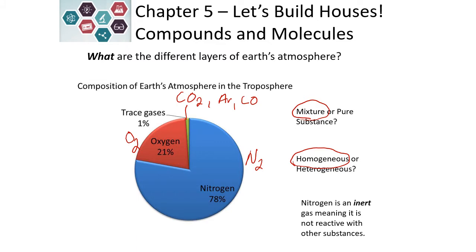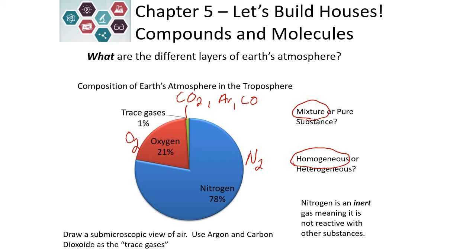So nitrogen is an inert gas. It means it doesn't react with other substances very easily. So most of our troposphere is inert. A small 21% of it is what we breathe. It carries oxygen to our cells, and then an even smaller amount is trace gases.